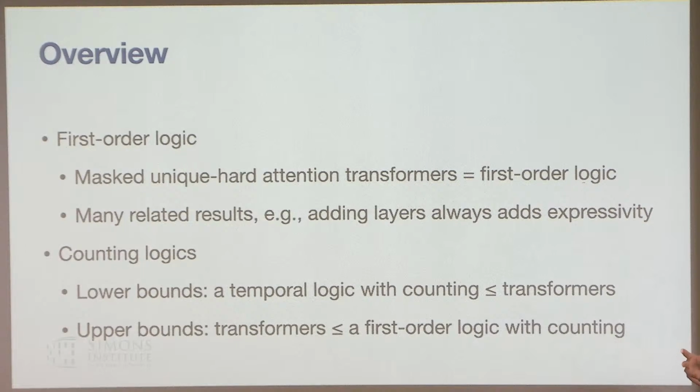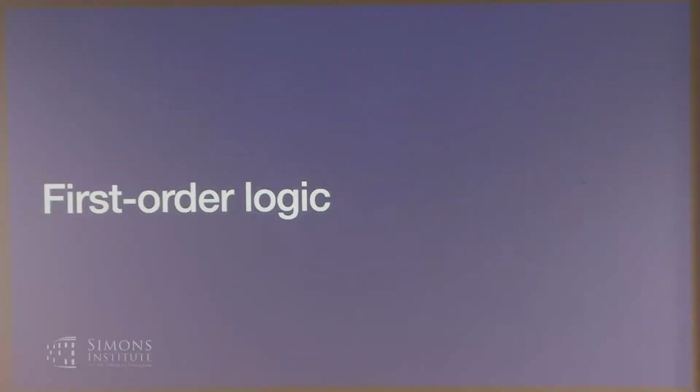So for example, you can get results saying that transformers with k+1 layers are always more expressive than transformers with k layers, things like this. And then in the second part of the talk, I would like to talk about extensions of logics that allow counting and relating these counting logics to actual transformers that use softmax attention instead of unique hard attention. All right, so that's the plan for my talk.